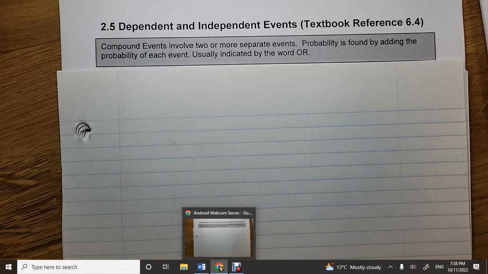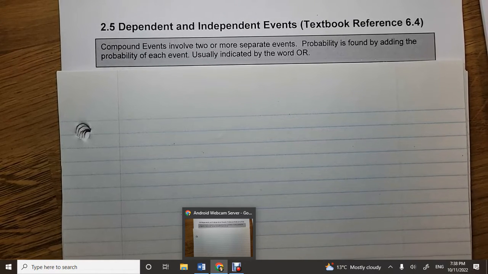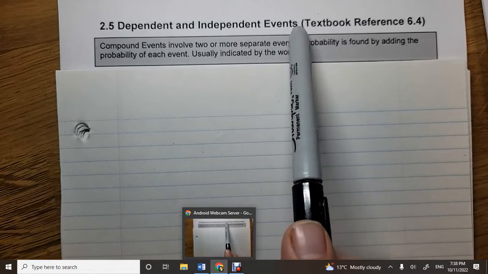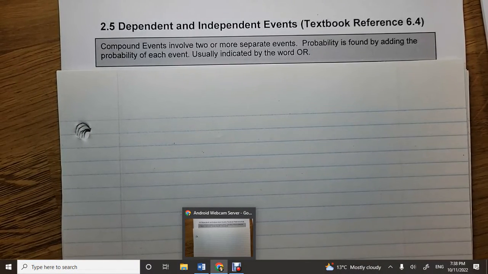Okay, hopefully everyone now has the handout. It's been given to you. The handout should start with up here 2.5 dependent and independent events. Okay, we're going to look at this.